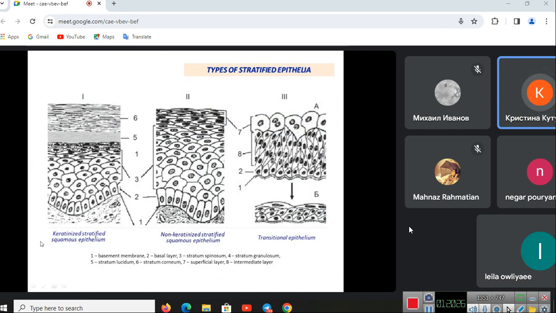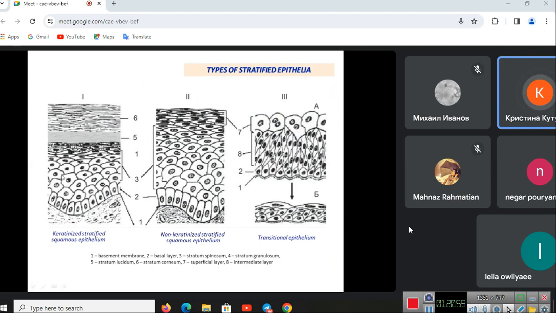First one is keratinized stratified squamous epithelium. It has 4 or 5 layers. The first layer is called the basal layer or stratum basale. The names will be mostly in Latin, so it may be hard for you to remember them, but try to. So, stratum basale, which means basal layer. One layer of cells lying upon the basement membrane.